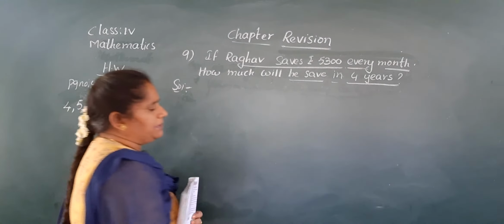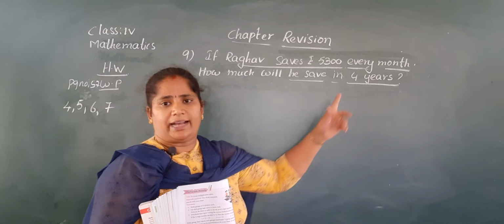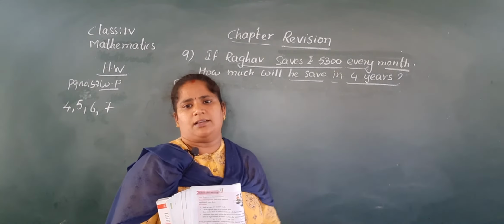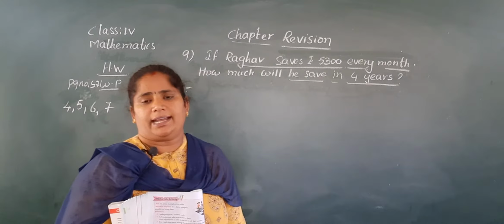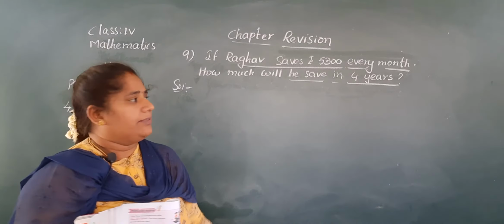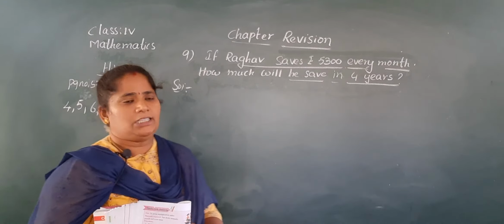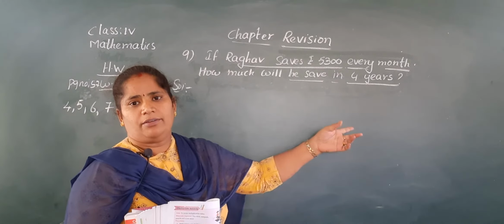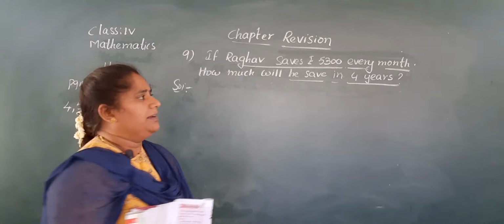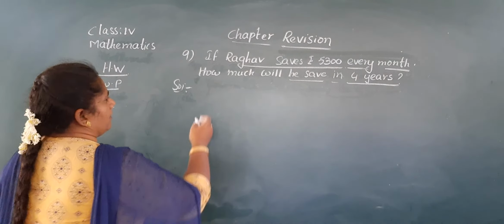Here they have not given months. So first we convert the years into months. We know that very well: 1 year is equal to 12 months. Then 4 years is equal to how many months? Multiply by 12. So 12 fours are 48 months. Okay? Let's write down the first one.